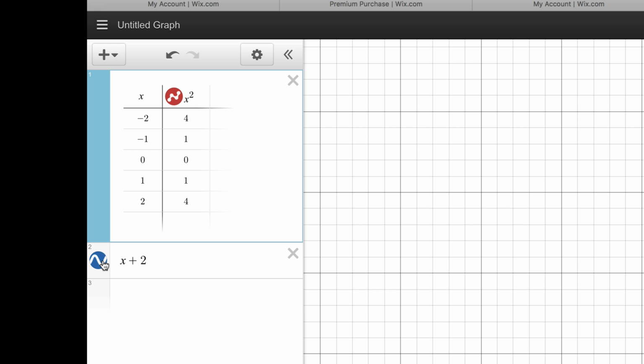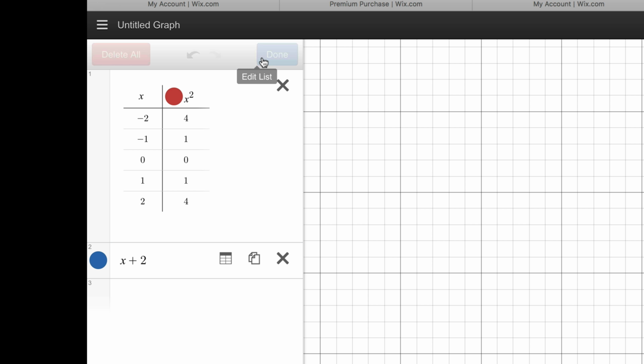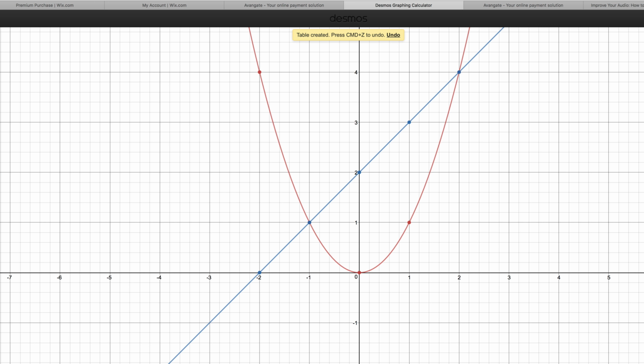Then x plus 2, you would do the same thing. You would get the table, and then you would graph it. And then they ask you the 2 points that it intersects, so you could see it's the point -1, 1, and the point 2, 4. Then they ask which one will have a higher value, y value, right? Which one will have a higher y value when x equals 20.